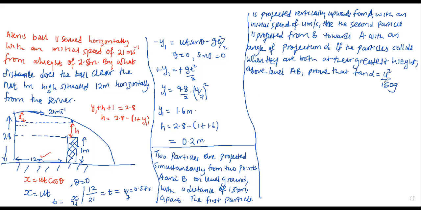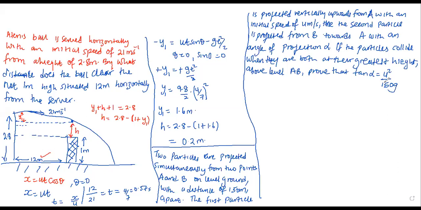So we have example 2 here. It says two particles are projected simultaneously from two points, A and B, on a level ground with a distance of 150 meters apart. The first particle is projected vertically upwards from A. Vertical upwards means it's projected straight up without an angle. Until they tell you it is projected at some angle, if it says just projected vertically upwards, it means it's projected straight, perpendicular to the ground, with an initial speed of u meters per second.